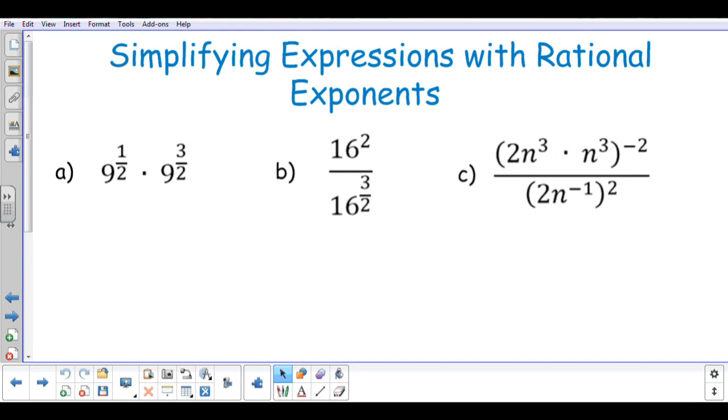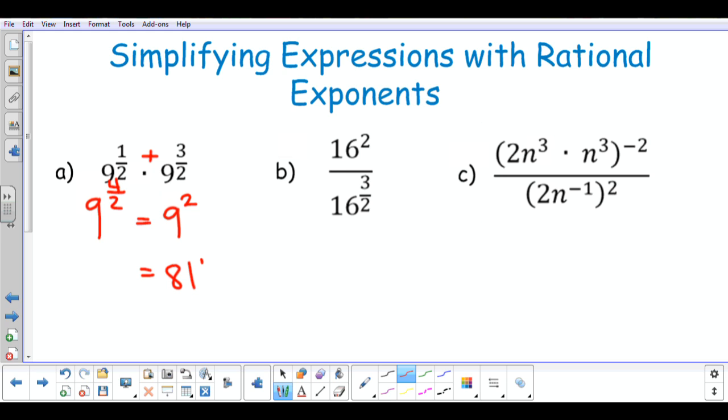When simplifying expressions with rational exponents, we need to honor all of our exponent rules. So in A, I have 9 to the 1/2 times 9 to the 3/2. Since my bases are the same, I end up adding my exponents. So I'm going to be adding 1/2 plus 3/2 to give me 9 to the 4/2. 4 over 2 would simplify down to 9 squared, and 9 squared would give me 81.